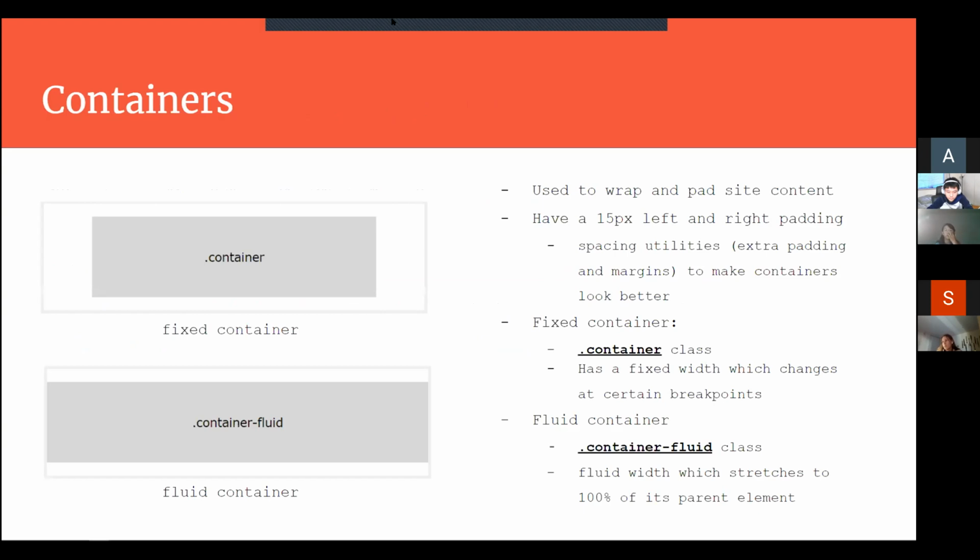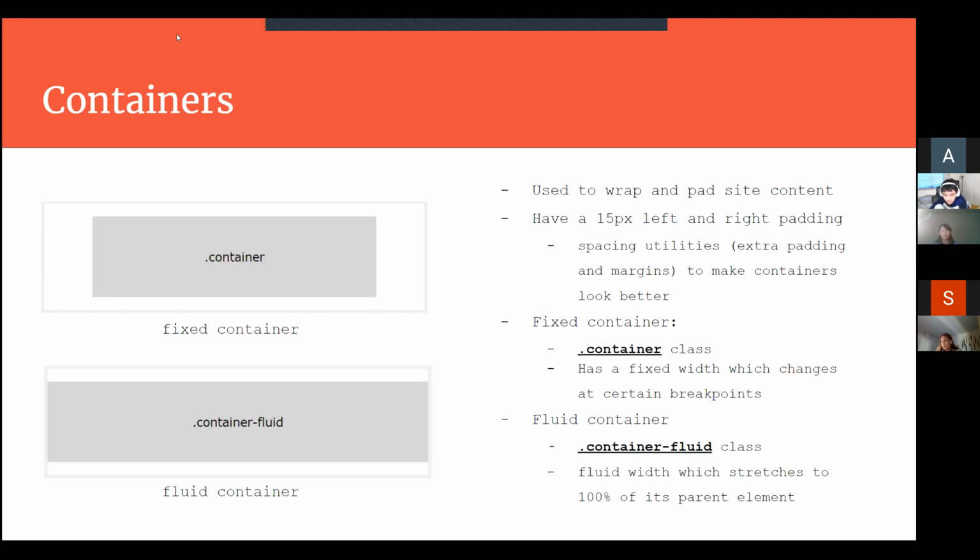Okay, so the first class we'll be going over is the containers. A container is basically used to wrap and pad site content, and by default, containers have a 15 pixel left and right padding with no top and bottom padding. So people often use spacing utilities like extra padding and margins to make the containers look better.